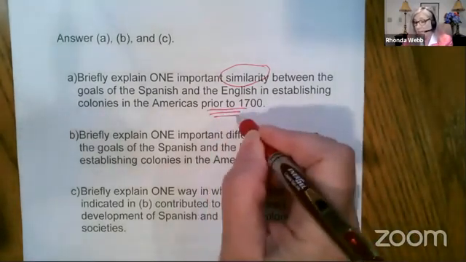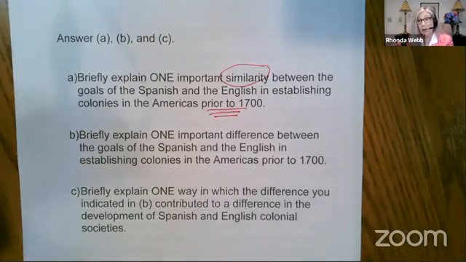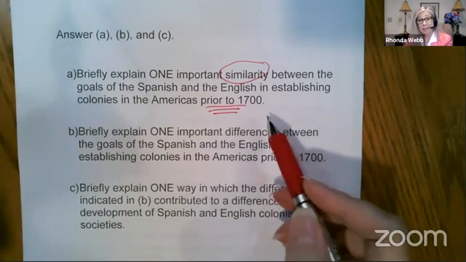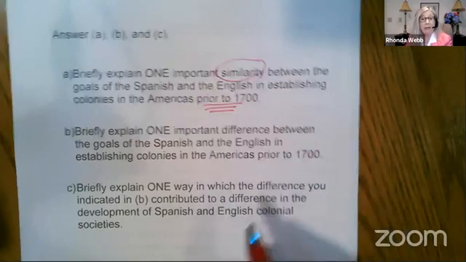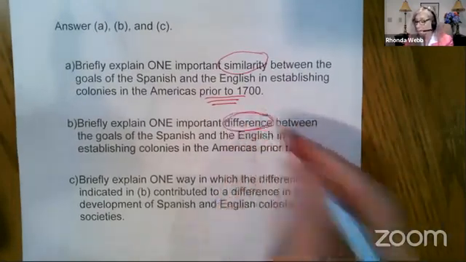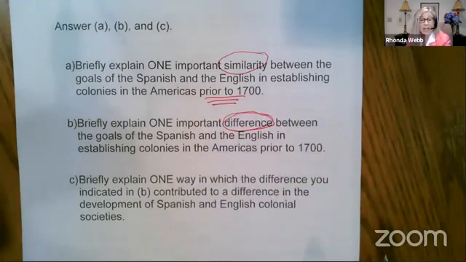So when they give you a time period here, your examples, your evidence that you use has to be within that time period. You can't stray outside of it. So anything that you come up with about English colonization later on in the 1750s would not be eligible there. And then we want to have a difference. So this is a comparison style question, but it's in the form of an SAQ.